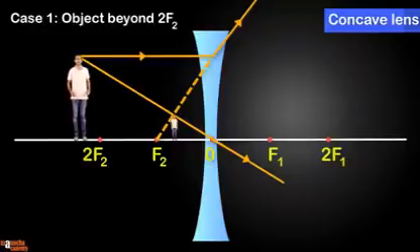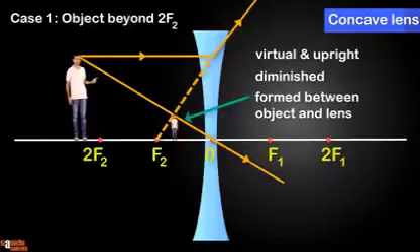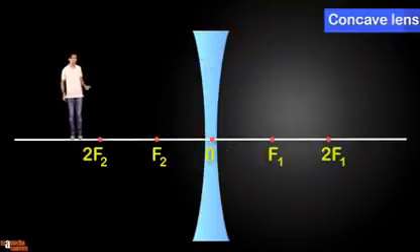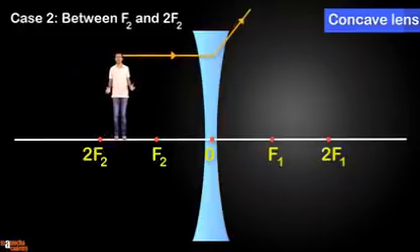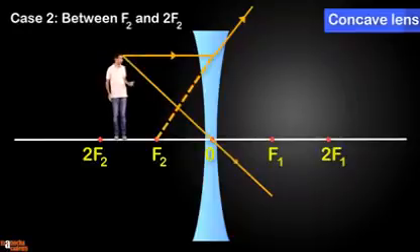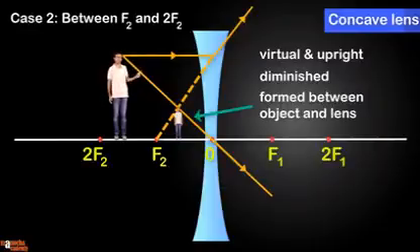What are the properties of the image here? That's right. The image is virtual and it's upright. The image is diminished and it's formed between the object and the lens. Now let me walk closer to the lens. If we draw the ray diagram, can you see that we get the image having the similar properties? The image is virtual and upright. The image is diminished and it's formed between the object and the lens.